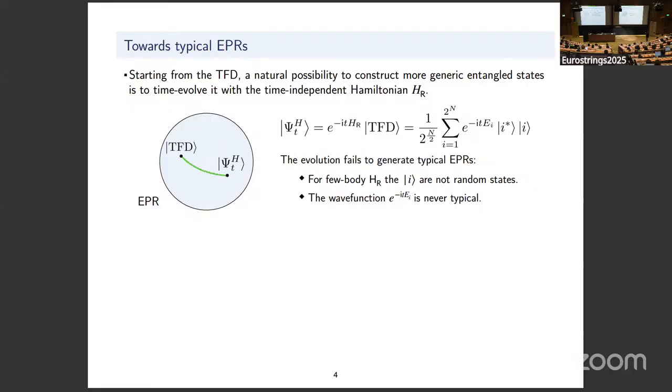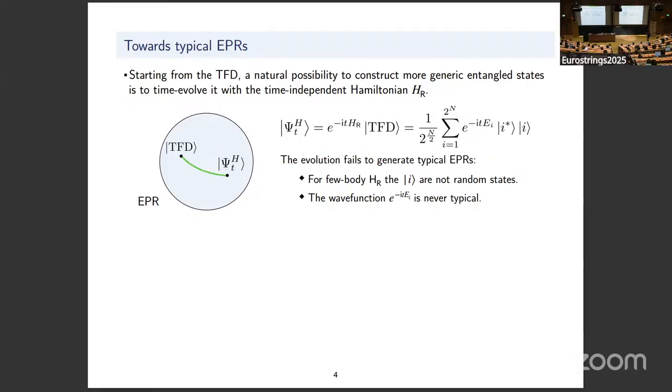A way to see this is, well, it's pretty simple. One can just focus on the energy eigenvectors. If our Hamiltonian is a few-body Hamiltonian, this means that it only contains few-body interactions. The energy eigenstates are not random states, and therefore, as I told you before, a typical EPR has a random state diagonal form. So this state will never become a typical EPR, already for few-body Hamiltonians.